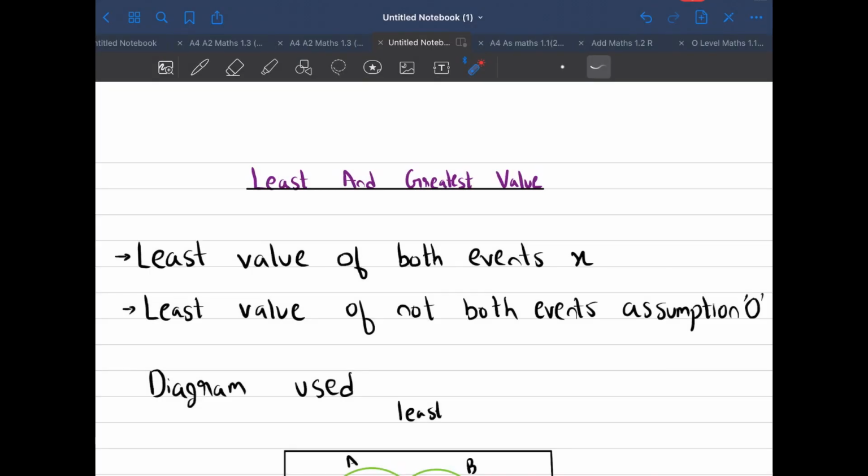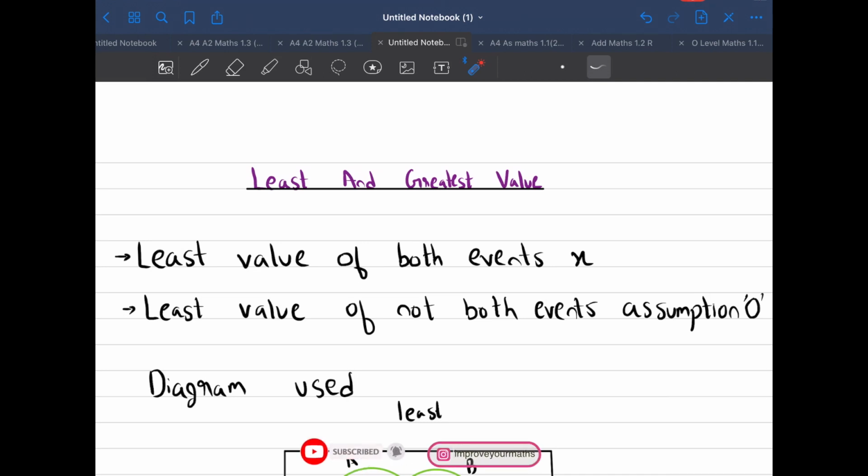Hi guys, in today's lesson, I'm going to teach you the concept of least and greatest value in sets. This is the area where many students struggle, so I'm going to try my level best to make this as simple as possible for you guys.